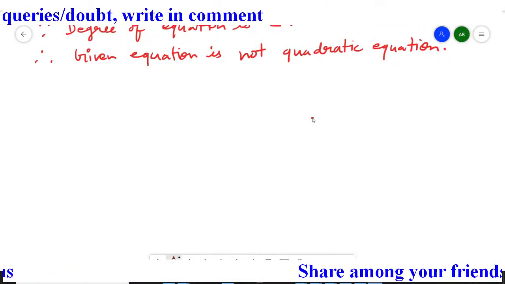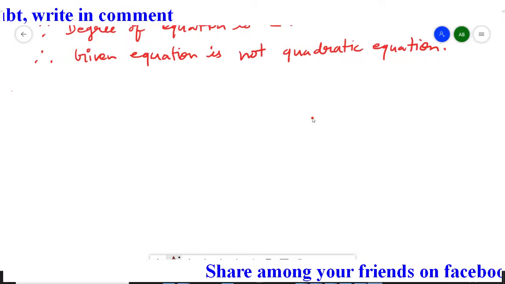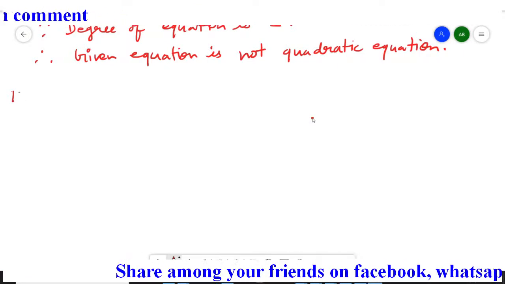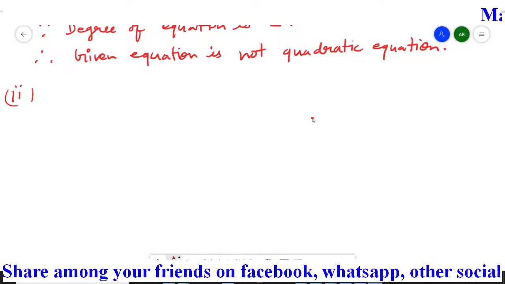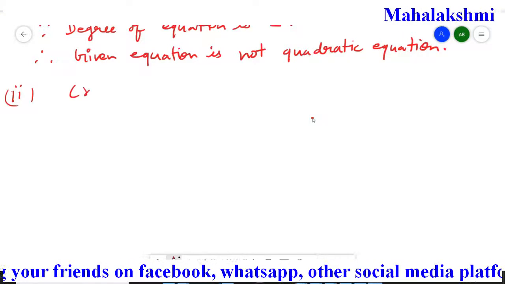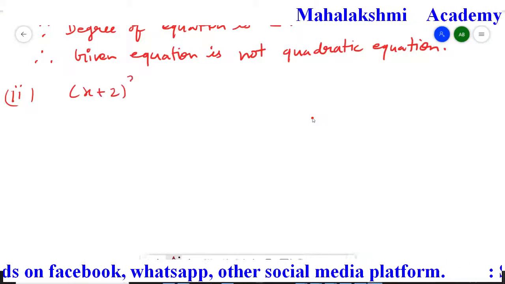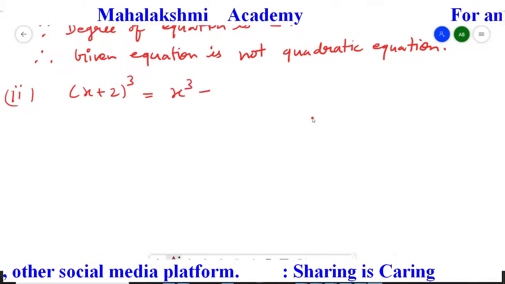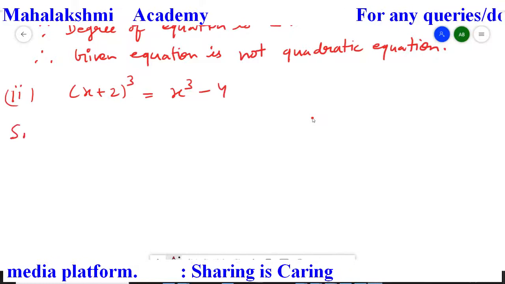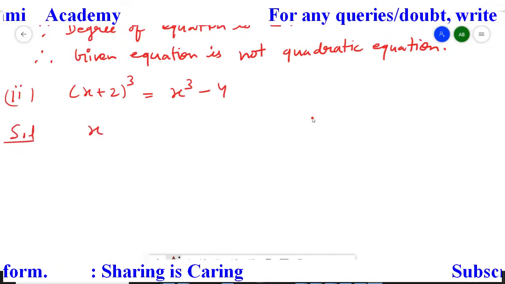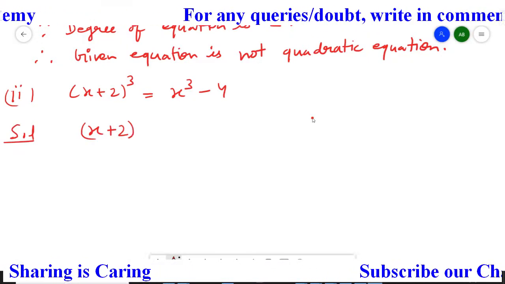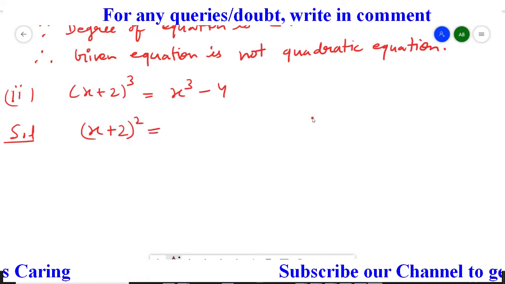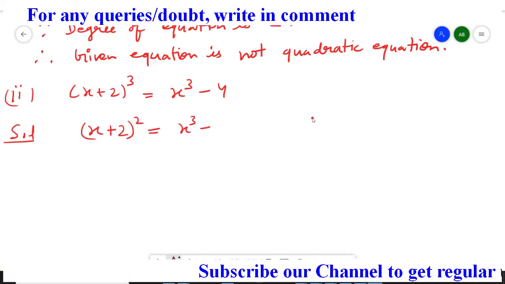So the second part of the same question is, we have to find out whether the given equation is quadratic. The given equation is x plus 2 whole cube is equal to x cube minus 4. To solve this, first we have to open the bracket. First I am writing the equation which is given in the question, that is x plus 2 whole cube is equal to x cube minus 4.